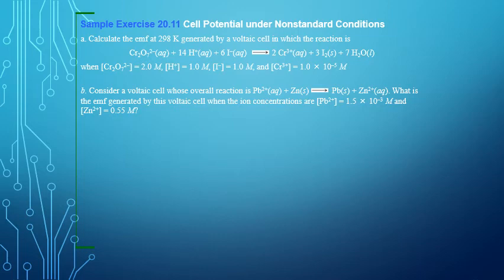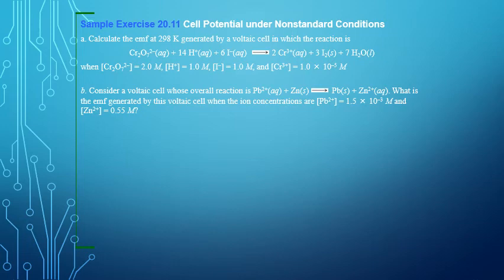All right, so now let's look at a couple of example problems to calculate the cell potential under non-standard conditions. So in our first reaction here, we have the dichromate ion reacting with the iodide ion to produce the chromium 3+ ion and the iodine as a solid. So they tell us that the dichromate ion concentration is 2 molar, the H+ concentration is 1 molar, I- is 1 molar, and the Cr3+ is 1.0 times 10 to the minus 5th molar.